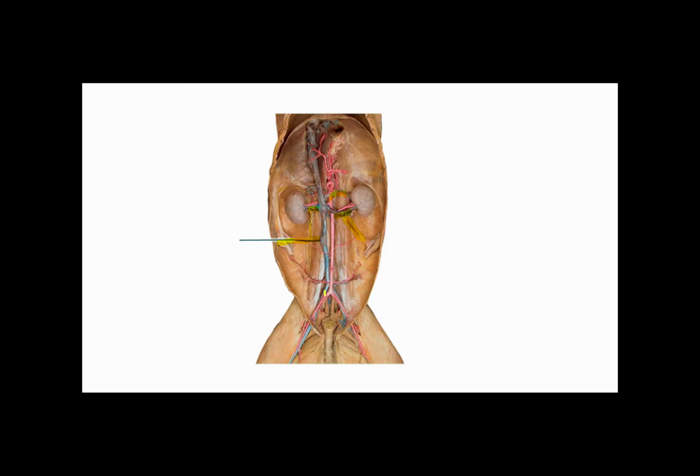Down here we could see the common iliac veins. And this little portion down here of blue would be the external iliac vein. Here is that inguinal ligament, and anything past that would be femoral. So that's the femoral vein that I just highlighted right there.